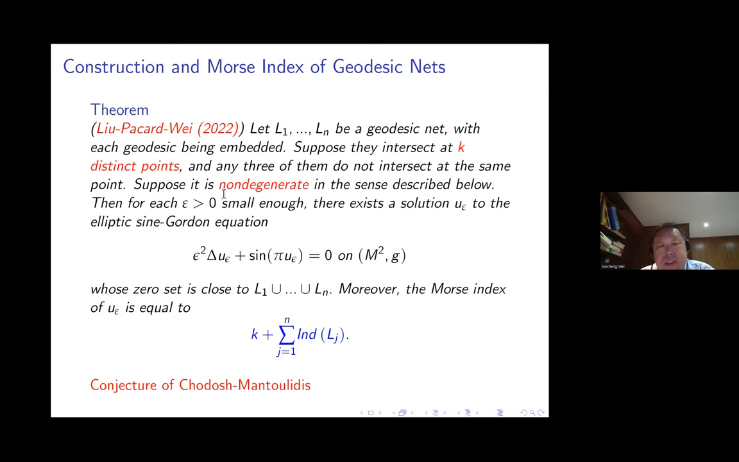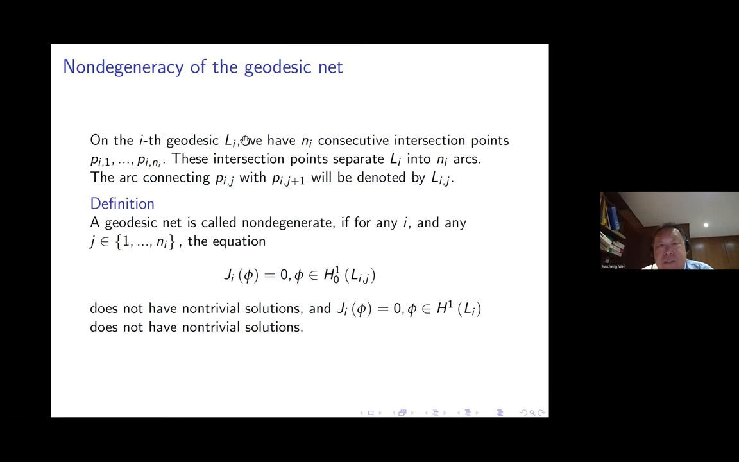Okay, so now let me explain, when geodesics cross, how do we define the non-degeneracy? How do we characterize the non-degeneracy of the geodesic net? The non-degeneracy consists of two parts. First, each segment is non-degenerate. Each segment is non-degenerate, and also the geodesics themselves are non-degenerate. So this is the non-degeneracy of the geodesic net.